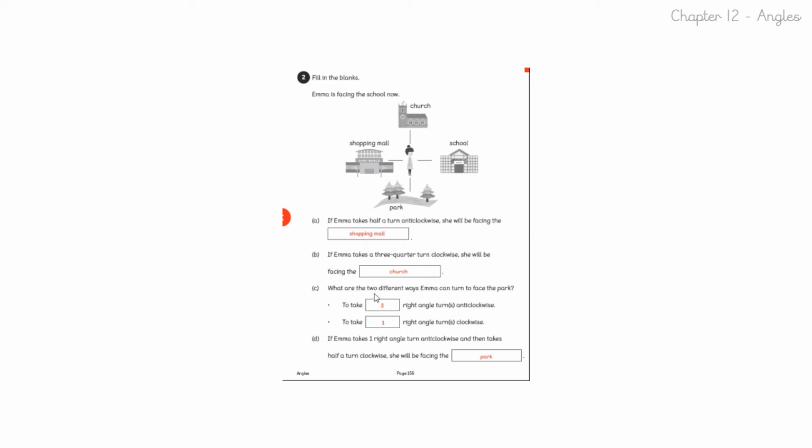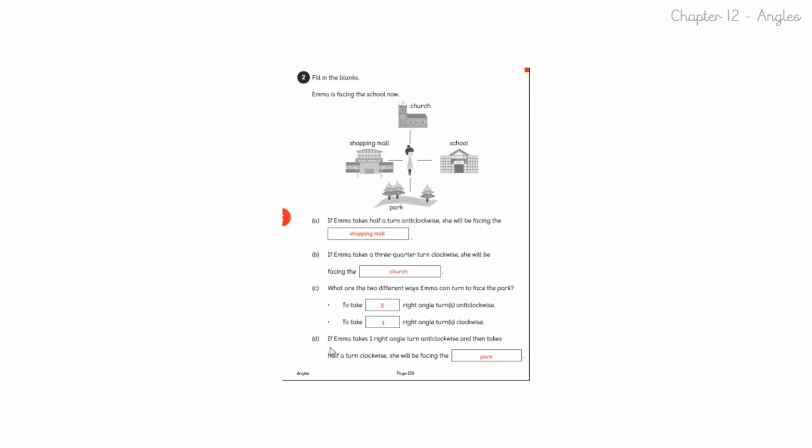C. What are the 2 different ways Emma can turn to face the park? So she's facing the school, and the first sentence says to take right angle turns anti-clockwise. So let's go anti-clockwise and see how many turns. 1 right angle turn, 2 and 3 right angle turns anti-clockwise in order to face the park. The second option will be to take 1 right angle turn clockwise in order to face the park.